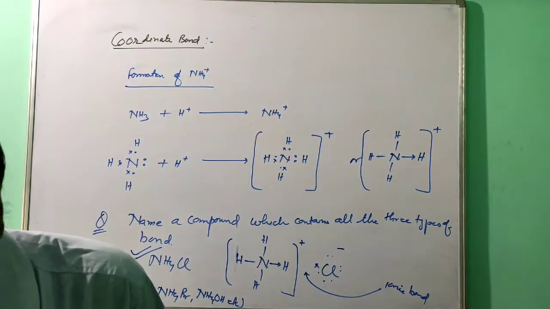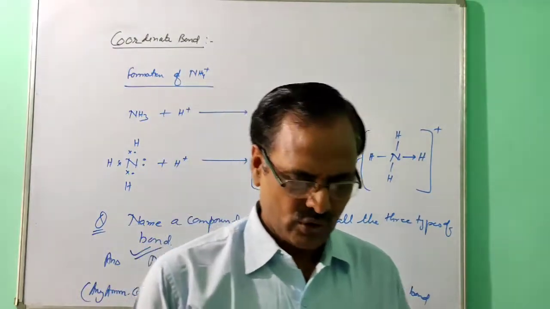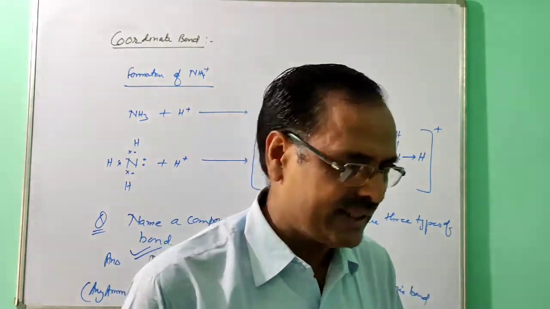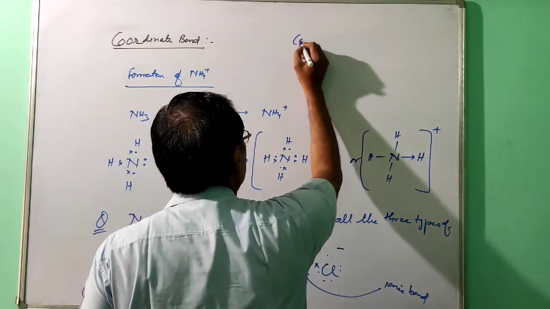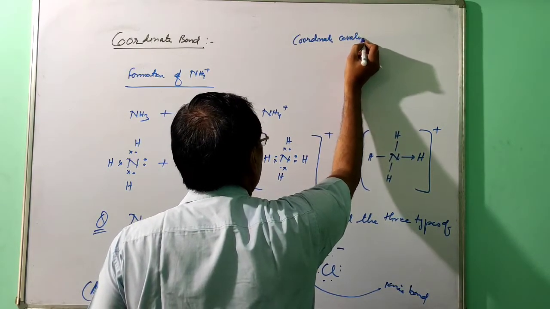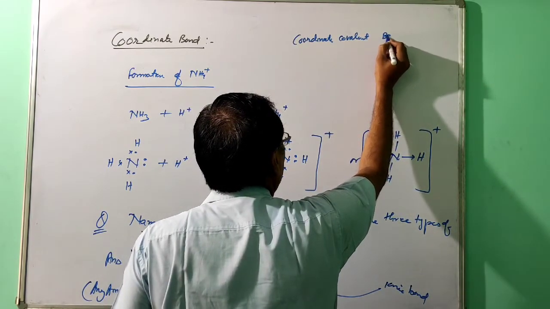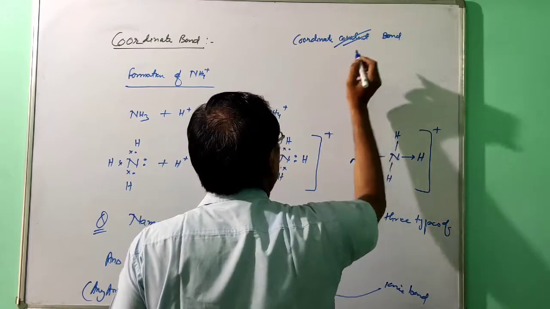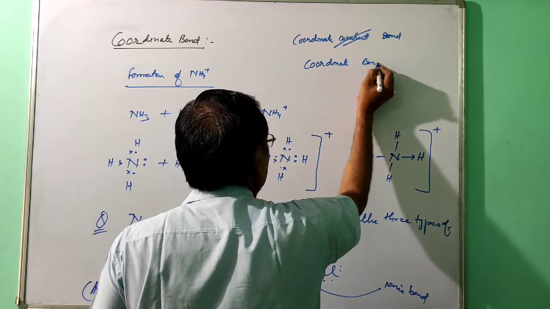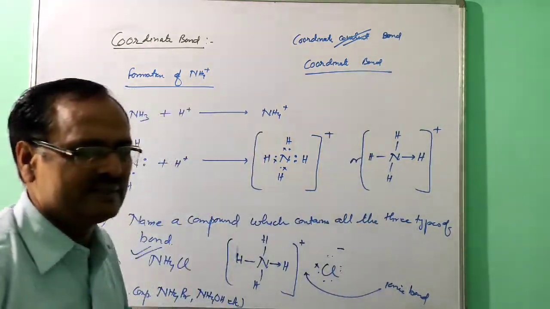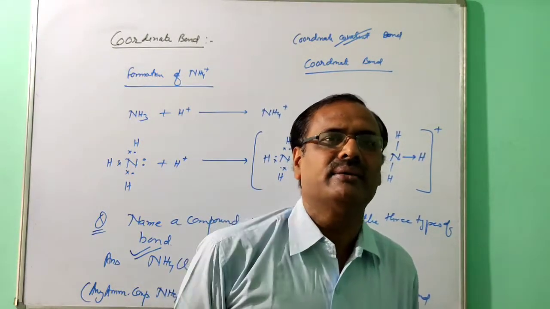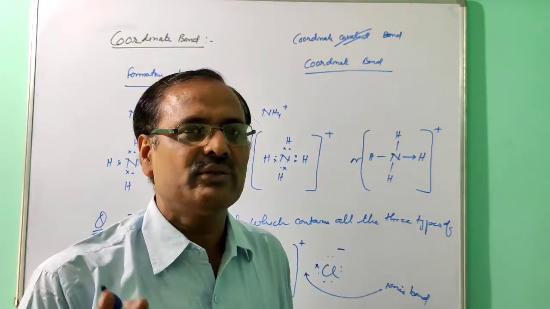So here you can take your book, page number 33. Just see, wherever in your book it is printed coordinate covalent bond, you cut it. Your correct term is coordinate bond, because once or twice in the board paper it is asked: a bond is formed in which the shared pair of electrons is contributed by one atom. So define the term. The answer is coordinate bond.